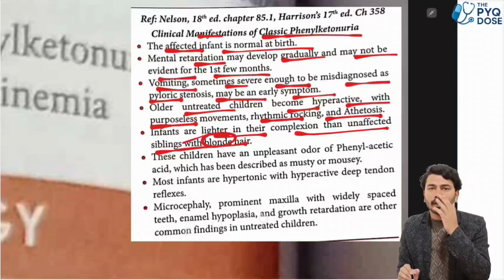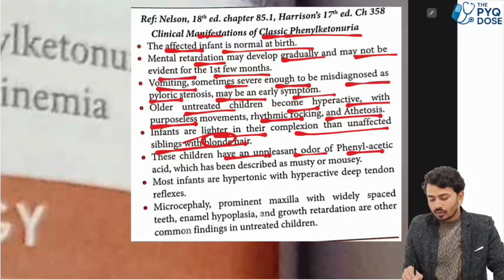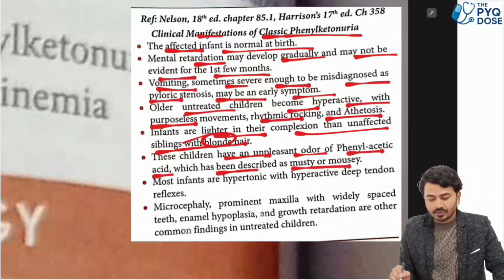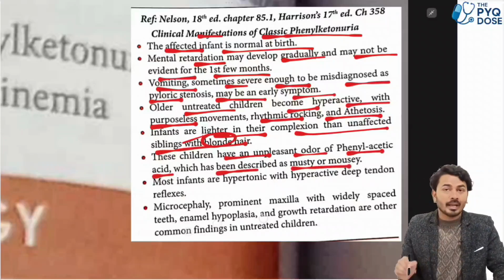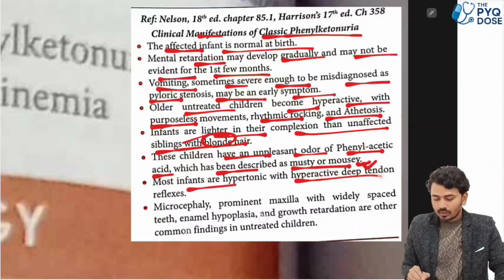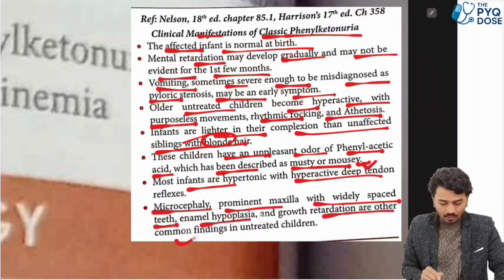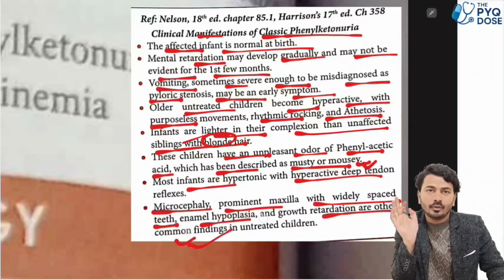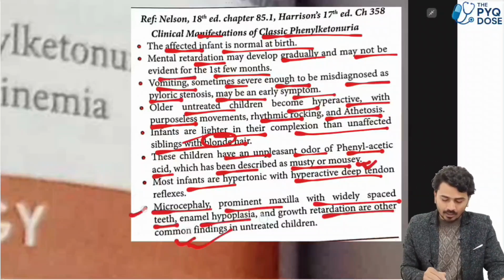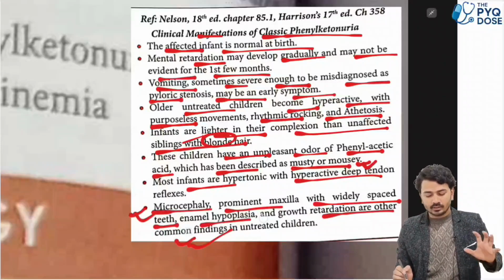I told you, this blonde hair is making our diagnosis to what? Phenylketonuria. These children have an unpleasant odor of phenylacetic acid, which has been described as a musty or mousy odor. That was maple syrup urine disease, where you had burnt sugar smell. Phenylketonuria will have the musty or mousy smell. Most infants are hypertonic with hyperactive deep tendon reflexes. Microcephaly, prominent maxilla with widely spaced teeth, enamel hypoplasia, and growth retardation are other common findings in these untreated children. If you do not treat the children in time, you will find these.